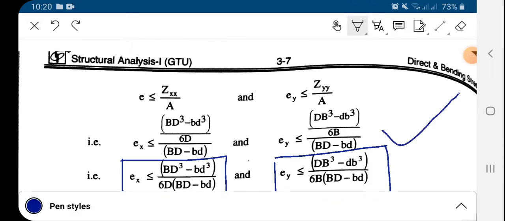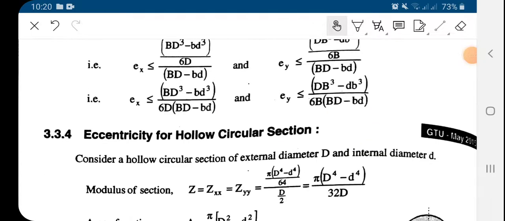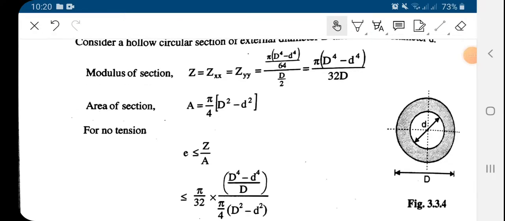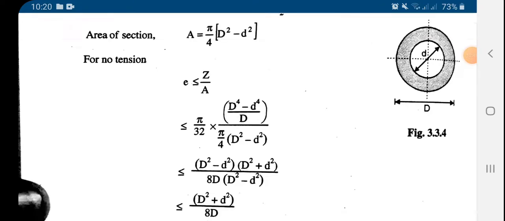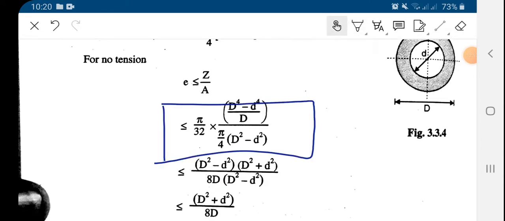Okay, so in the same way we can do this for the circular section also. For a circular section having outer diameter capital D and inner diameter small d, we can find the section modulus and the area, and by using that, the eccentricity e should be less than or equal to Z by A.